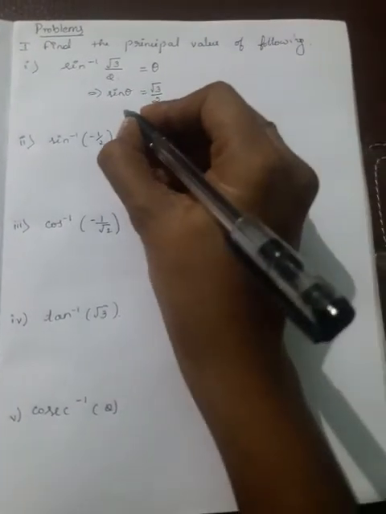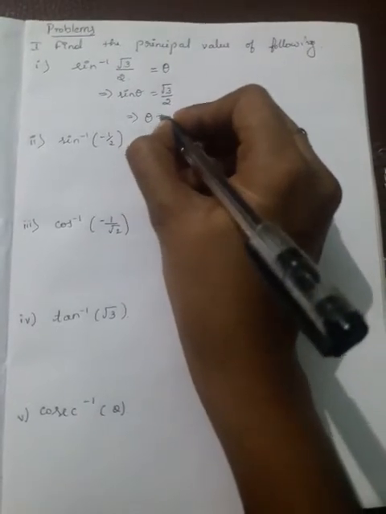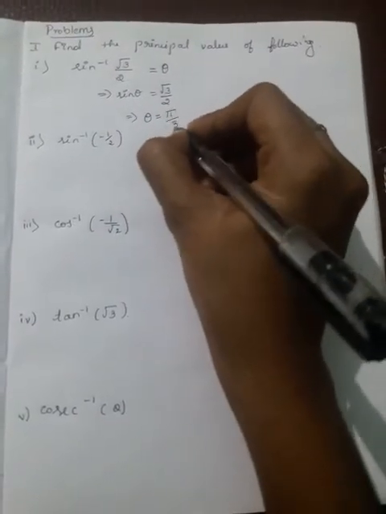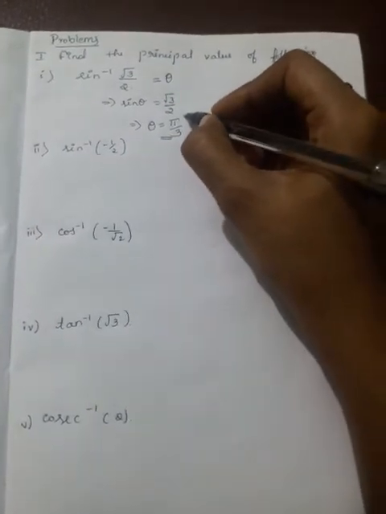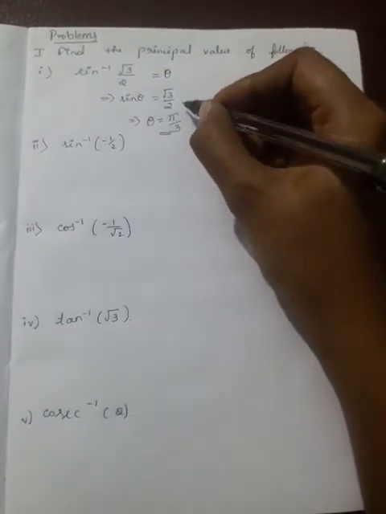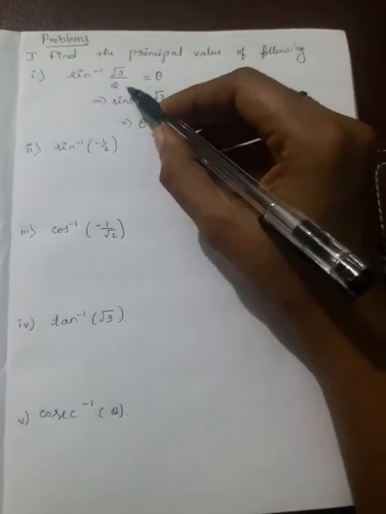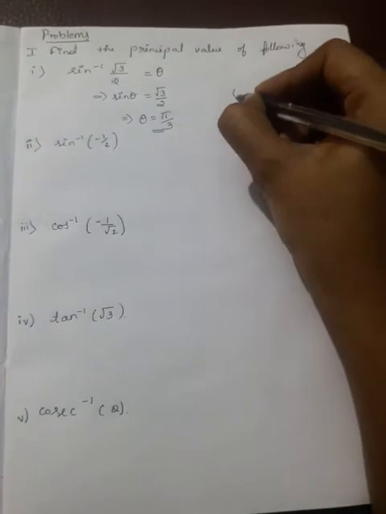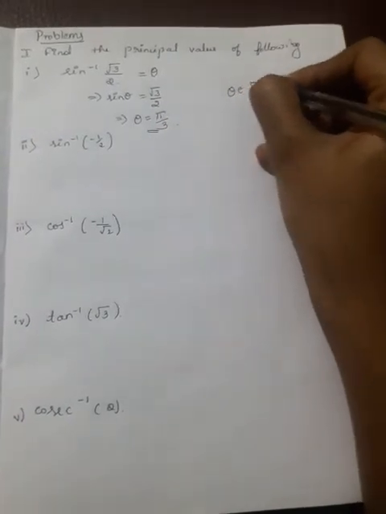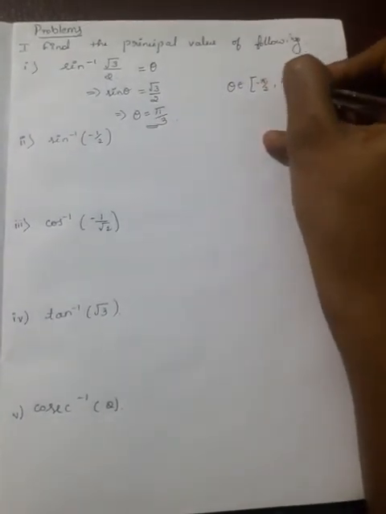You know that sine 60 is root 3 by 2, so theta is equal to pi by 3. Therefore, our answer is pi by 3. That is 60 degrees. Theta lies between minus pi by 2 to pi by 2, that is our range, and 60 lies between these two values.